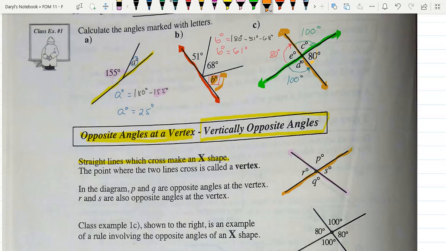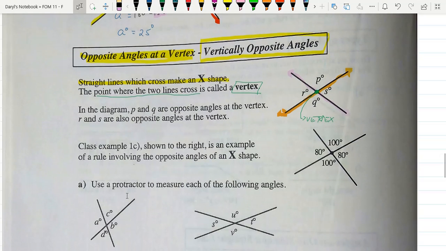So the point of intersection between these two lines is what we call the vertex. So the vertex is here. Again, the vertex is just the point where the two lines cross. Okay, so in the diagram, P and Q are opposite angles at a vertex.